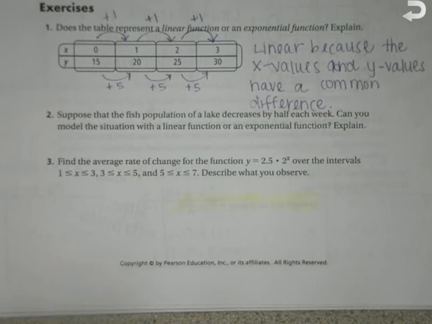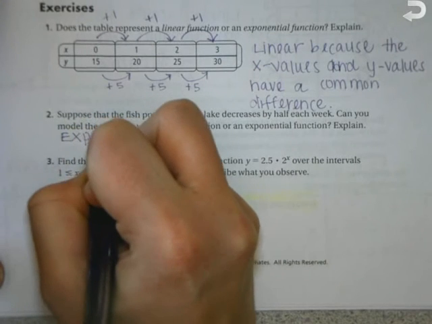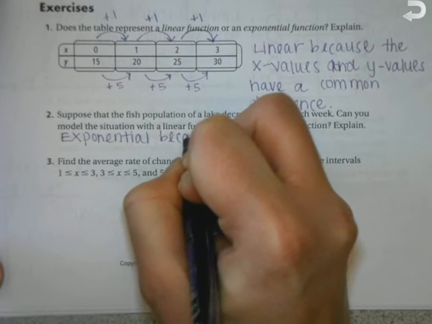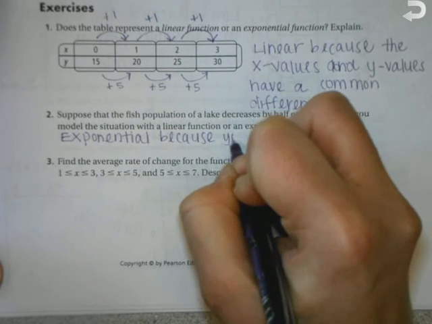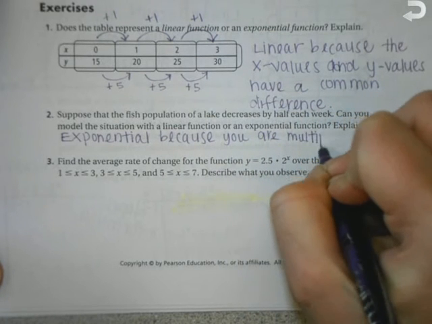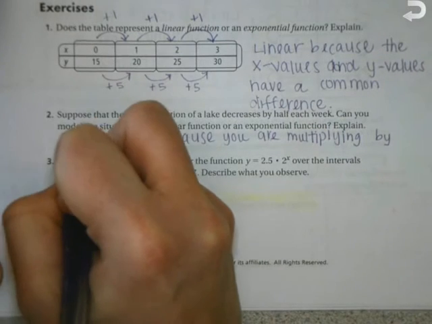If we're taking half of the population each week, what are we actually doing? Times 1/2 or dividing by 2. So is that linear or exponential? Exponential. And why? Because you are multiplying by 1/2 each week.